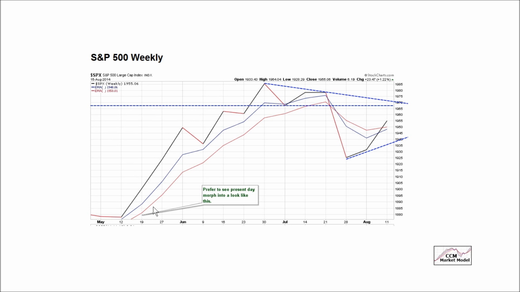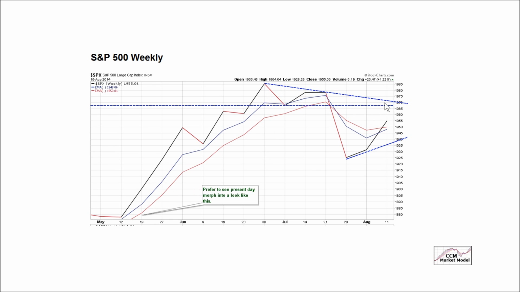We would prefer to see the present day morph into our full bore bullish look with price above both moving averages, blue above red, and the slopes up. We have a tweener look. It's an in-between look. It looks better than it did last week, but it's still not a full bore bullish look. If this morphs into this, the probability of good things happening will increase, especially if it looks like this as of the close next Friday.